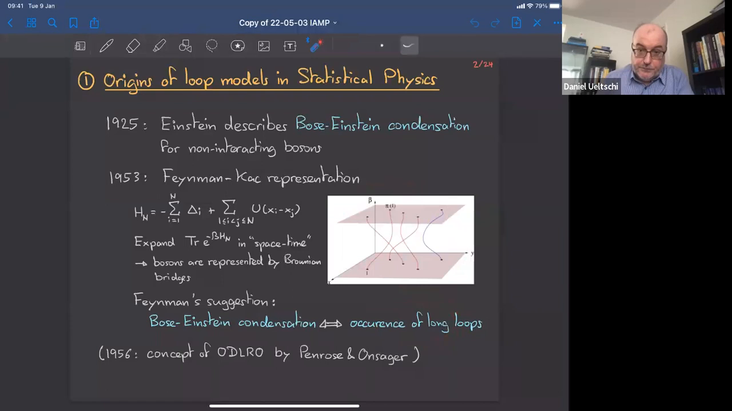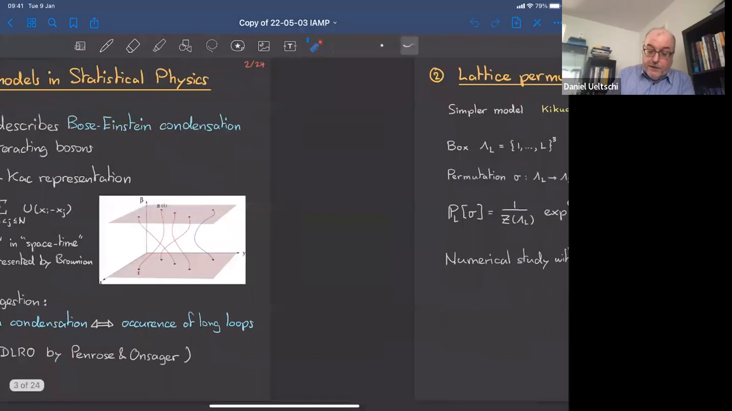One nice thing about this is that it works for non-interacting or for interacting systems. A few years later, the concept of off-diagonal long-range order was proposed by Penrose and Onsager, which is now understood as the correct order parameter for Bose-Einstein condensation. But still, this picture of Feynman is very attractive, and it's tempting to try to understand better what happens to those loops, and indeed whether there is a transition to long loops, and to understand better the nature of these loops.